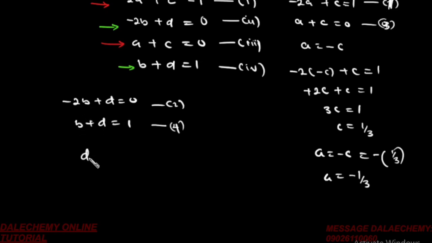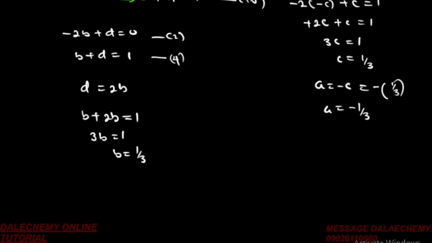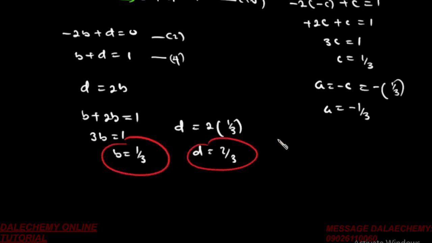From equation 2, we can get D to be equal to 2B. When you substitute into equation 4, B plus D, which is now 2B, equals 1. So we're going to have 3B equals 1 and B will be equal to 1 over 3. Now, getting B to be equal to 1 over 3, we can get D. D will be equal to 2 times B, which is 2 over 3. So these are the results we got for our elements.